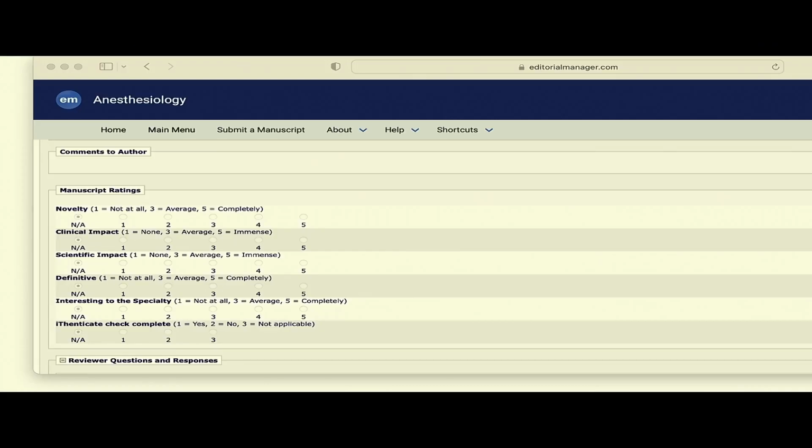And then you'll notice the Authenticate check complete on the bottom, all of the manuscripts that come through Anesthesiology, and I think really all journals at this point go through Authenticate, which is a plagiarism detector.